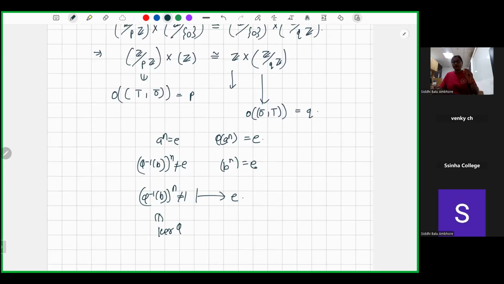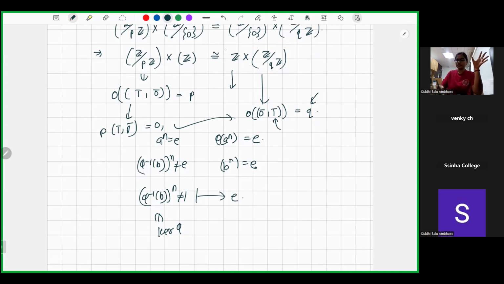Every element, see here, we're taking power P. It will give me 0, but here that won't be the case. Adding it P times won't give me 0, because the order of elements in the second coordinate is either Q or 0. Is this understandable? Is there any doubt here?